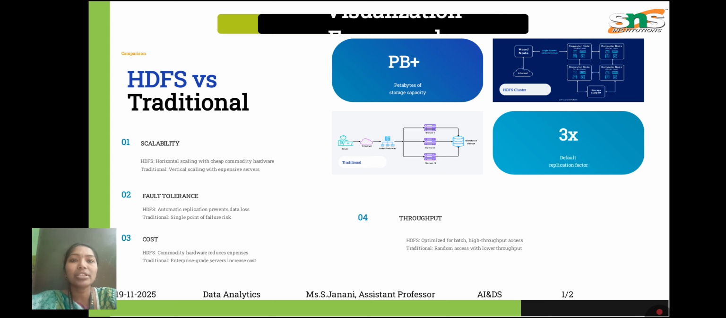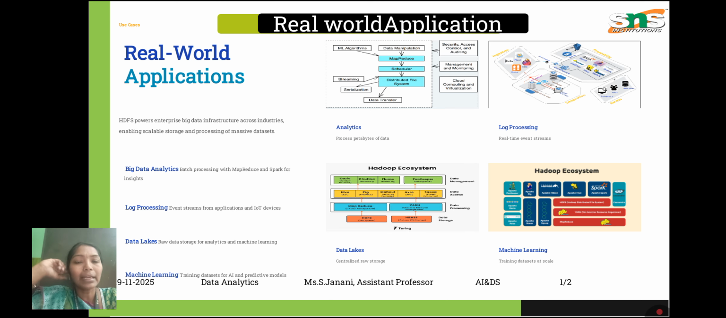So compared with traditional systems, HDFS offers more scalability and fault tolerance, and cost-wise it only needs commodity hardware, which reduces traditional expenses. HDFS is optimized for batch processing and high throughput rather than traditional random access. Real-world examples include big data analysis, log processing, data lakes and machine learning. In machine learning it is used for training data sets for predictive analysis in AI. Data lakes are used for data storage and machine learning, and log processing is used in applications or IoT devices.